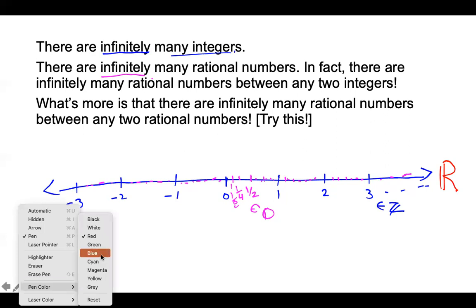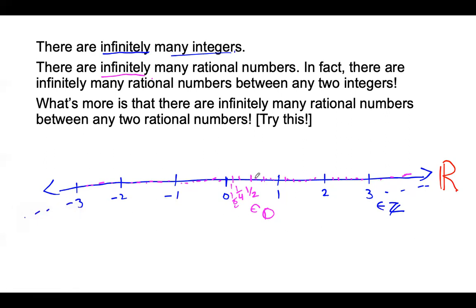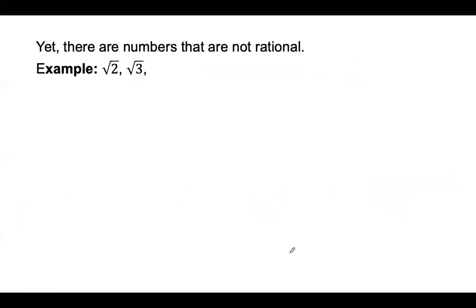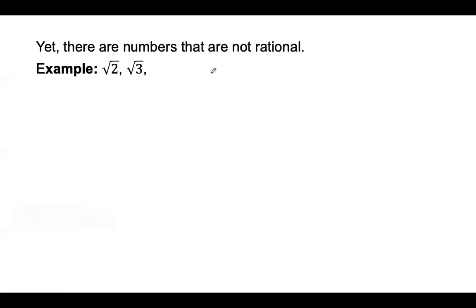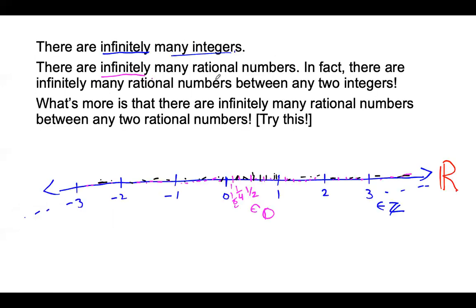What color would we like? Let's go with black. So there are also these other numbers in here. You can imagine the integers, all these numbers. So there are numbers that are not actually rational. And I'll write a little statement down here.